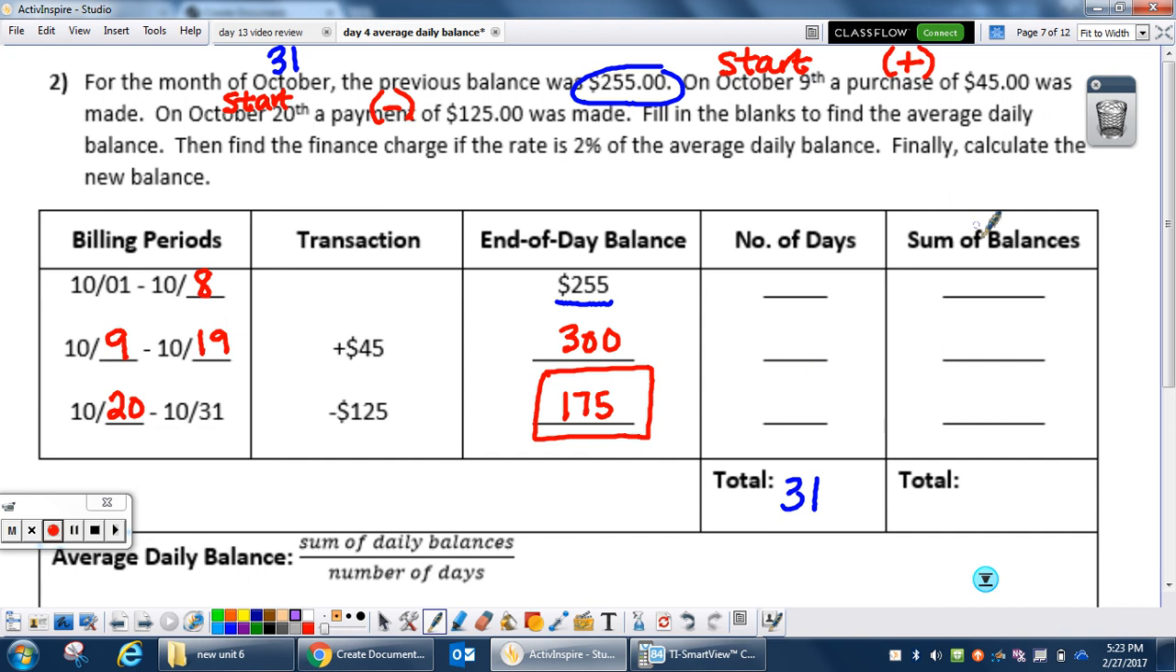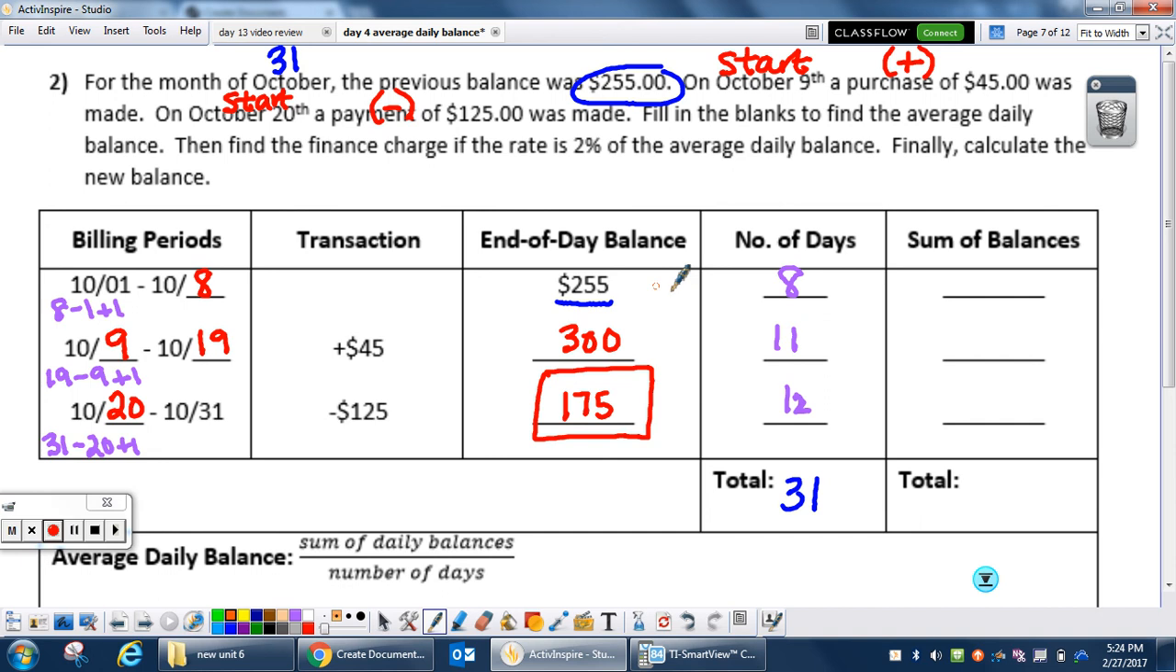Okay, so then the number of days from 10/1 to 10/8, that's 8 days. If you need to count on your hands, whatever you need to do, or you could do the trick 8 minus 1 plus 1. So 8 minus 1 is 7, add an extra day is 8. So then from 10/9 to 10/19 would be 19 minus 9 plus 1. So that would be 11 days. And then from the 20th to the 31st would be 31 minus 20 plus 1. That is 12 days. Okay? So those numbers should be adding up to 31.